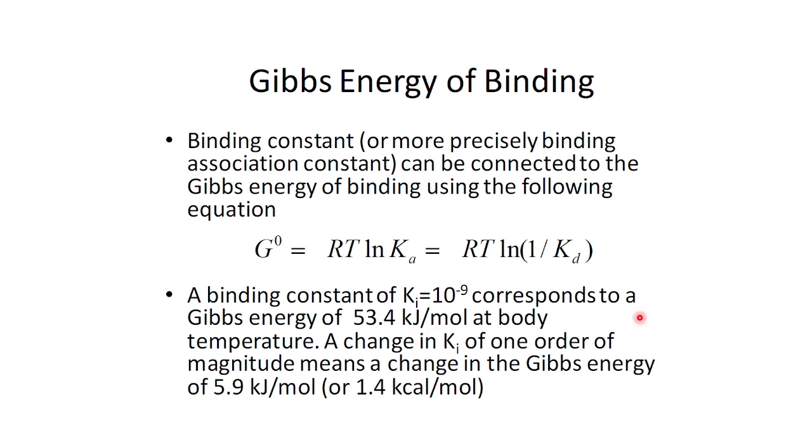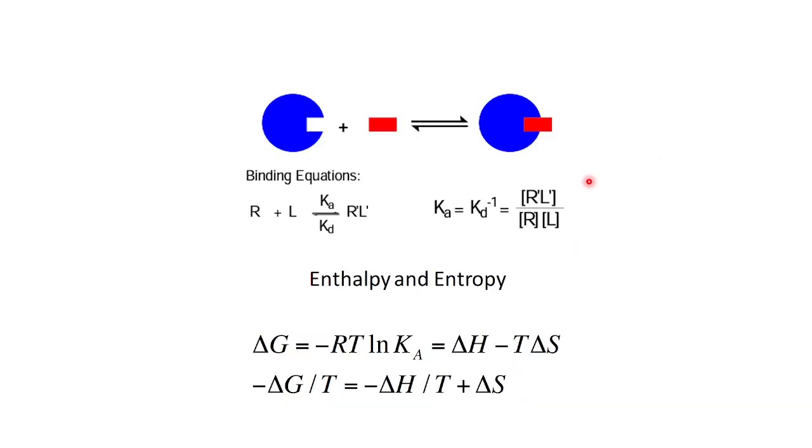This is not much important. The equation is the only thing you have to keep in mind. This is about the binding equations, where you have the receptor and the ligand, and the same process happens where you have K equals 1 by Kd. Then you have the enthalpy and the entropy equation, which says del G equals minus RT ln K, which equals del H minus T del S, and minus del G by T equals minus del H by T plus del S.